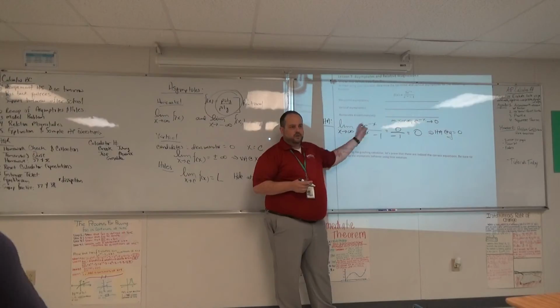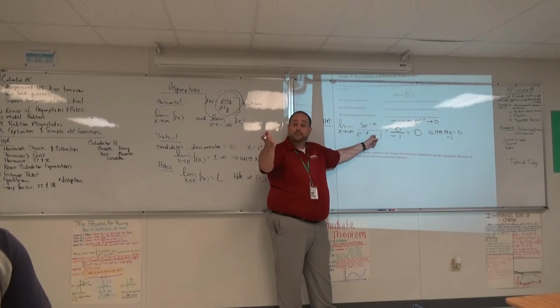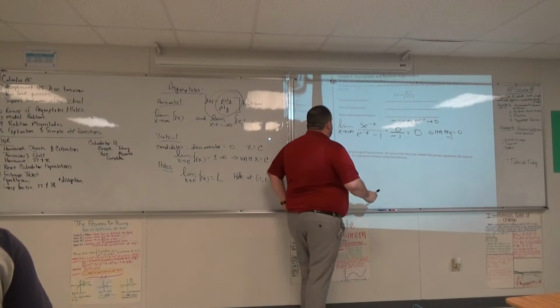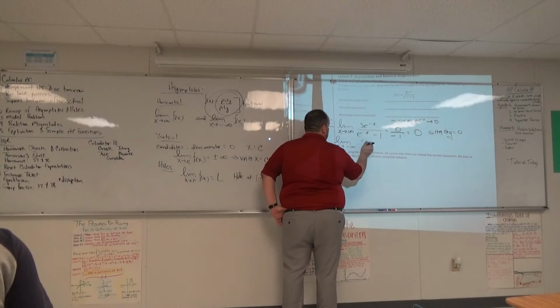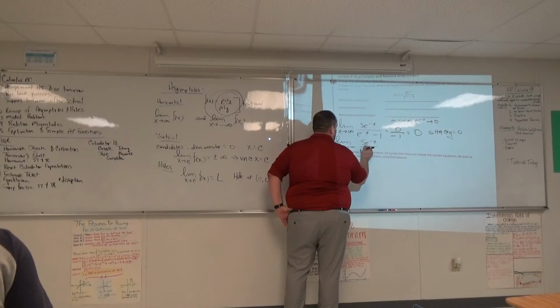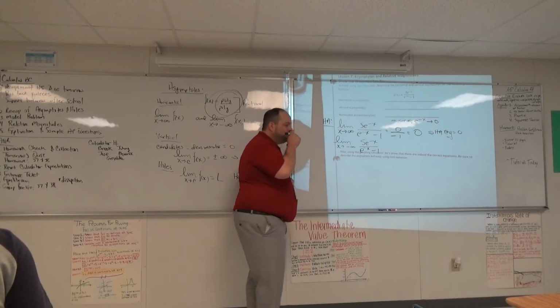Limit as x approaches infinity, we're getting y = 0. We're not done because we need to check the other one. And this is where we're going to have a little bit of a problem. Limit as x approaches negative infinity of 5e to the negative x over e to the negative x minus 1. Have a conversation with somebody near you. What's your plan?